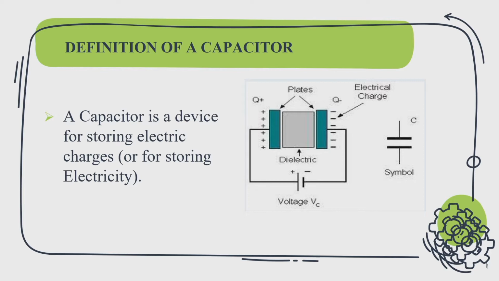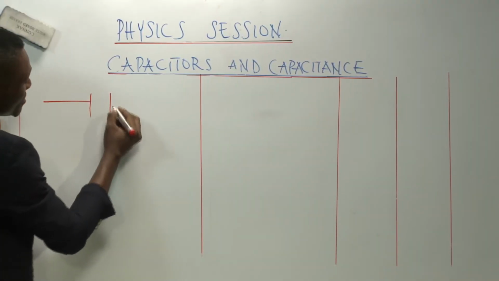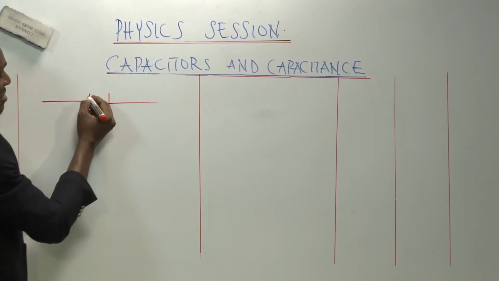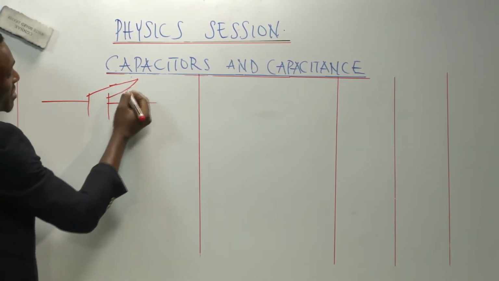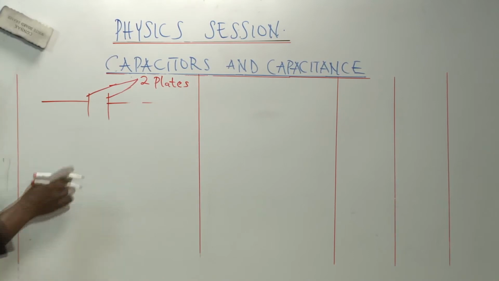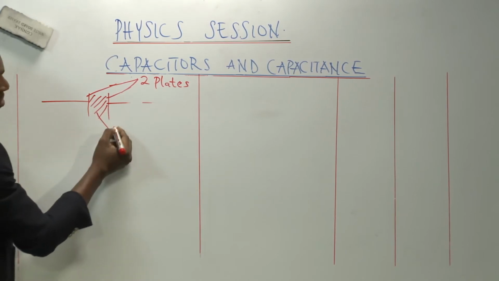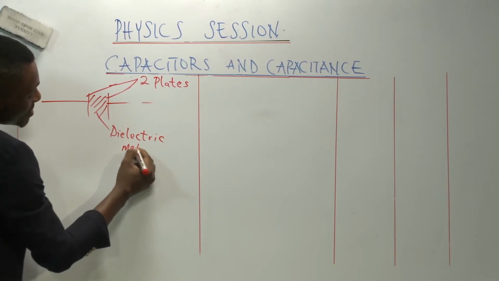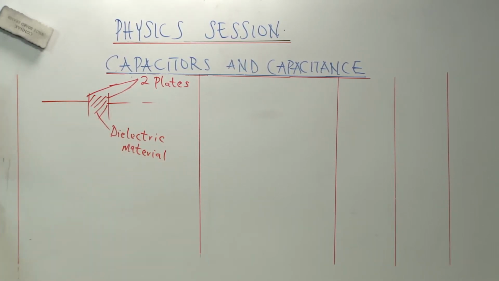So what is a capacitor? A capacitor is a device for storing electric charges. Simply put, it's a device for storing electric charges. And it has a symbol like this. As you can see, we have 2 vertical lines which represent the 2 metal plates, or conductors. And then in between, we have a material called a dielectric material, which is an insulator.